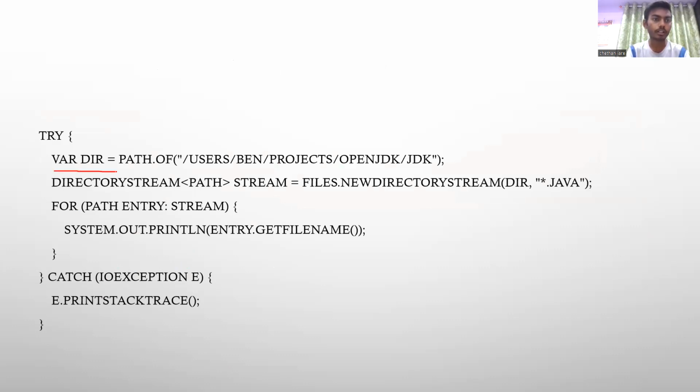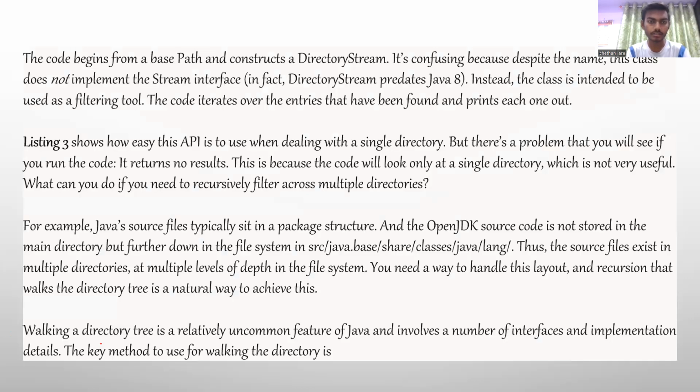The variable directory is Path.of users benefits projects openJDK. Try DirectoryStream of Path stream equals Files.newDirectoryStream. For Path entry in stream, System.out.println entry.getFileName. And here, catch IOException e, print stack trace.